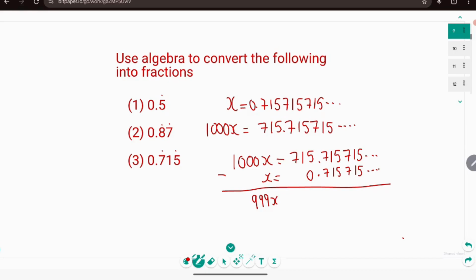Subtract the right hand side, these disappear. You're left with 715. Make x the subject, divide both sides by 999. Check on the calculator. Doesn't simplify, but I can see I'm correct.